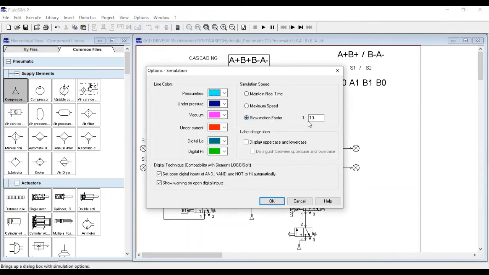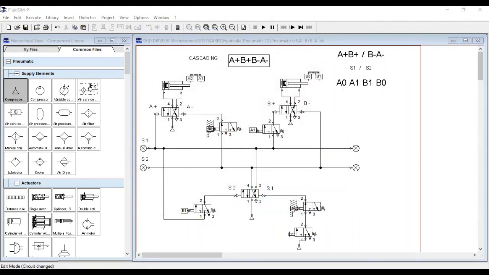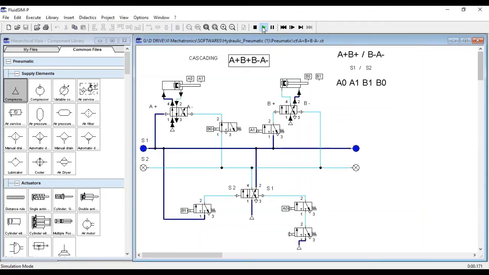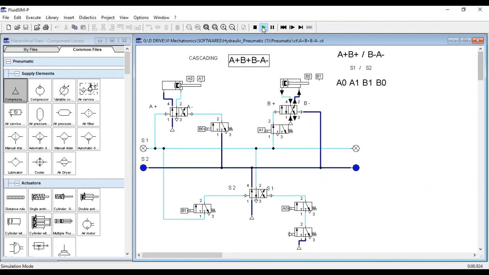So this is the initial cycle going on, and the circuit will stabilize. Yes, it has stabilized, and now nothing will happen unless we push this switch. Once we push this switch, the operation should be A plus, B plus, B minus, and then A minus. Okay, so let's push our detent switch.